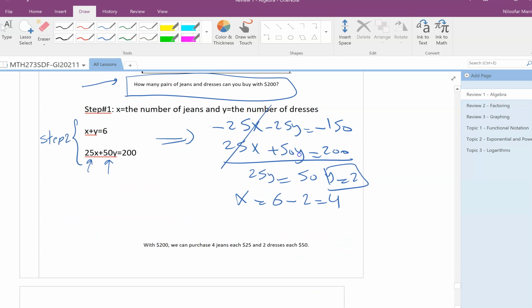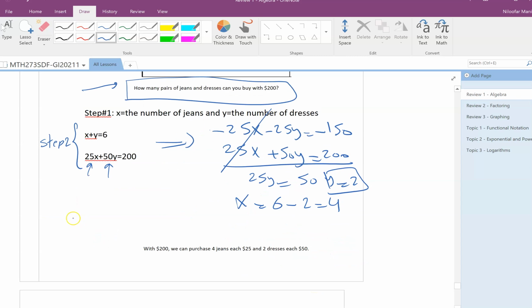Okay? Then I have to check my answer. How do I check? Oh, okay, I have to see. y is 2, x is 4. 4 plus 2 is 6 and equals 6. Oh, good. 4 times 25 plus 50 times 2 is 100 plus 100, which is 200. Oh, perfect. Yes, it is correct. 200 equals 200.